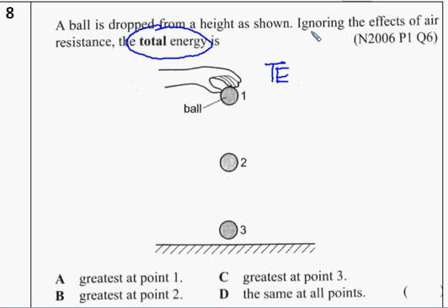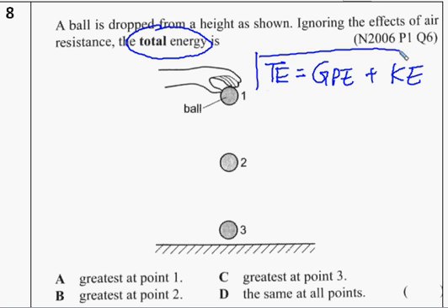Because it's ignoring the effect of air resistance, we can ignore other energy. So if a hand is holding it at this height, total energy is actually the sum of the GPE and the KE. This refers back to conservation of energy. Energy cannot be created or destroyed, but it can be converted from one form to another. So in this case, my total energy will always remain constant. This is a very important concept.